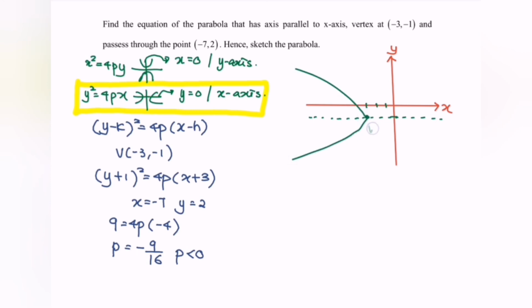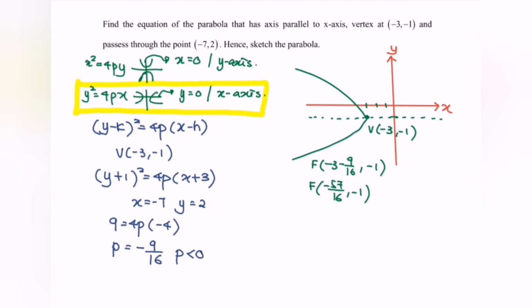With the vertex (-3, -1). Next, we have the focus, where we move the vertex towards the left by 9 over 16 unit, where we have (-3 minus 9 over 16, -1). Simplify, and we will have the focus is (-57 over 16, -1).